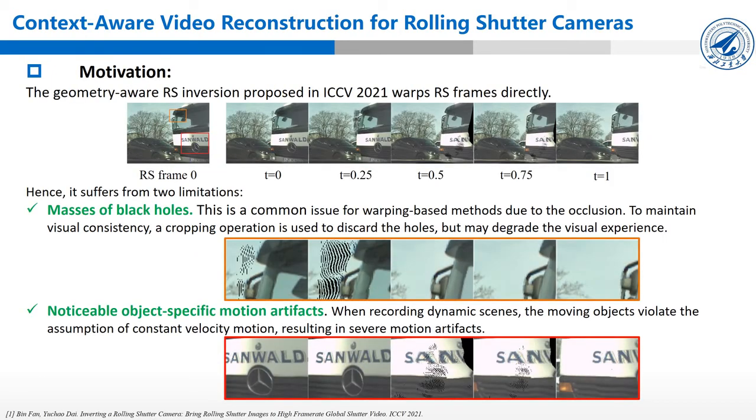The geometry-aware inversion proposed in ICCV 2021 warps rolling shutter frames directly. Hence, it suffers from two limitations. Firstly, masses of black holes, as shown in the orange box. This is a common issue for warping-based methods due to the occlusion. To maintain visual consistency, a cropping operation is used to discard the holes, but may degrade the visual experience. Secondly, noticeable object-specific motion artifacts, as shown in the red box. When recording dynamic scenes, the moving objects violate the assumption of constant velocity motion, resulting in severe motion artifacts.